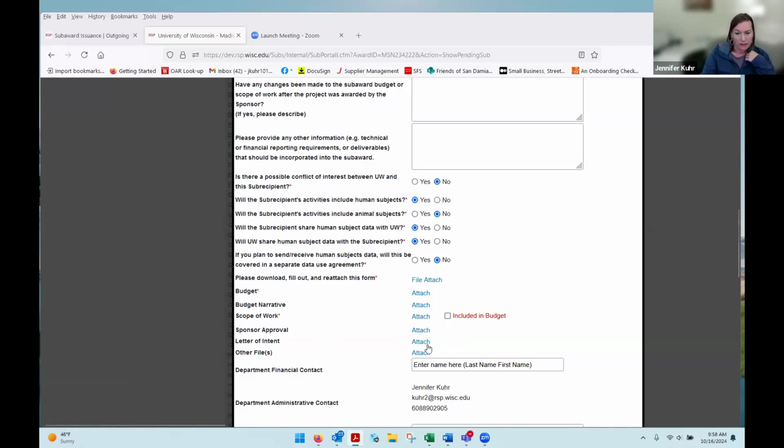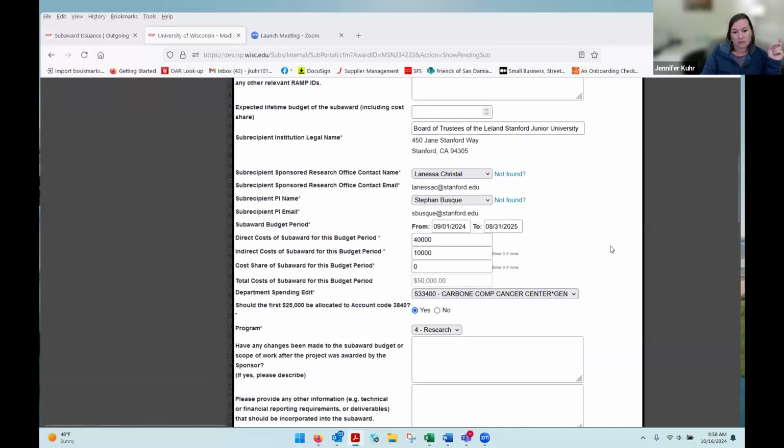A letter of intent is not required, although often it's helpful if you have a letter of intent or a letter of commitment from your subrecipient to participate in a project to attach it. This provides information about who to contact for us if we're having some difficulty getting a response from the subrecipient. It allows us to often verify if the subrecipient that you selected in the top here is the correct one.